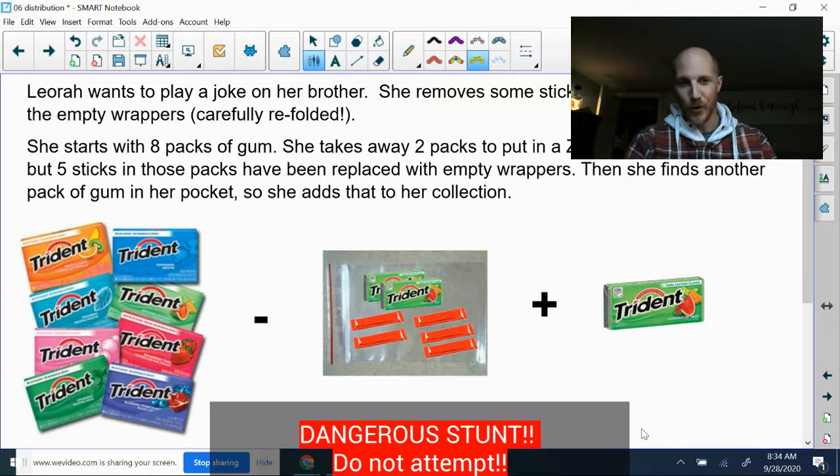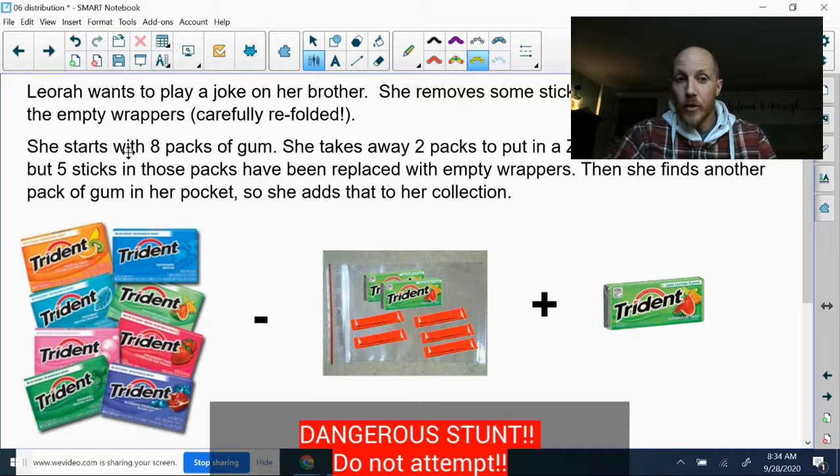Okay, so Leora was doing that. Leora wanted to play a joke on her brother, so she removed some of the sticks of gum out of the wrappers and just put back the empty wrappers, very carefully refolded. I'm going to represent those with these red wrappers, just for visual effect, so we can see the difference in our example. The red wrappers, those are empty. I'm going to count those as negative because there's not actually any gum in there. In math, you can think of a negative sign as like opposite. This is like the opposite of having a piece of gum: it's not there. We don't actually have it.